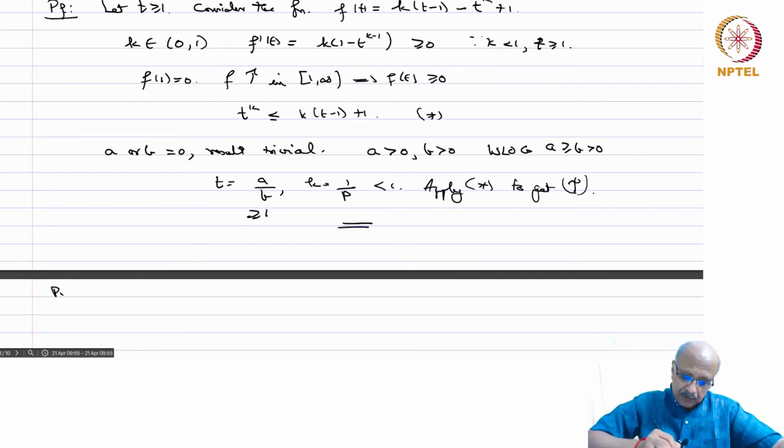So now proposition. So this is called Holder's inequality.